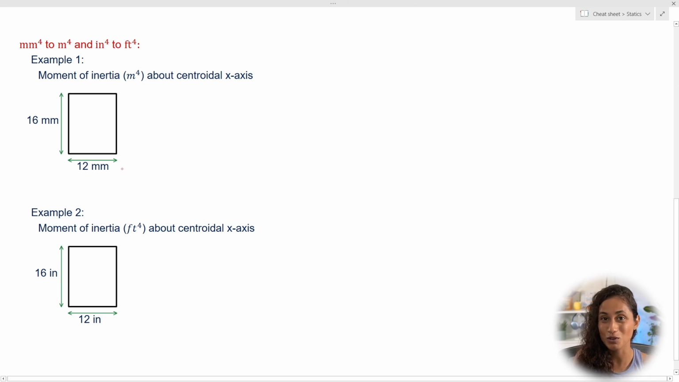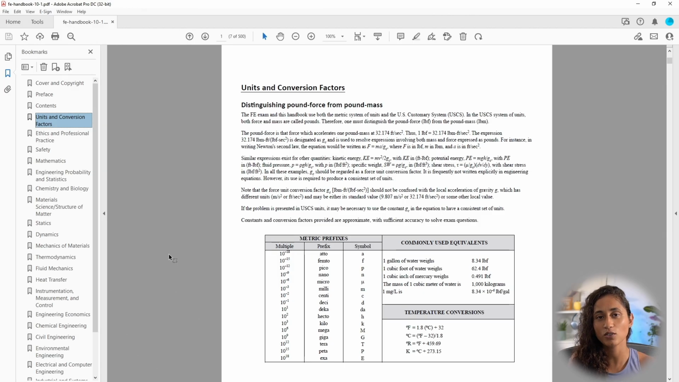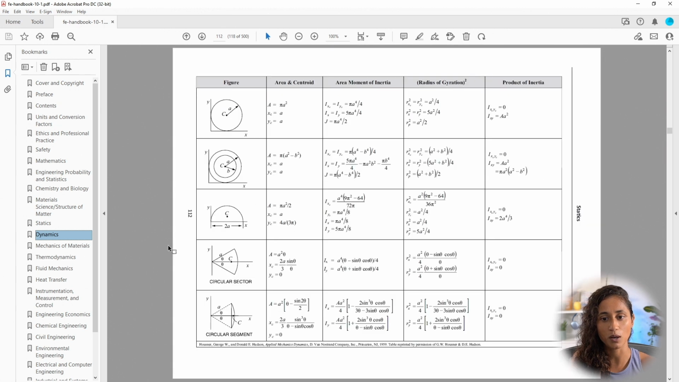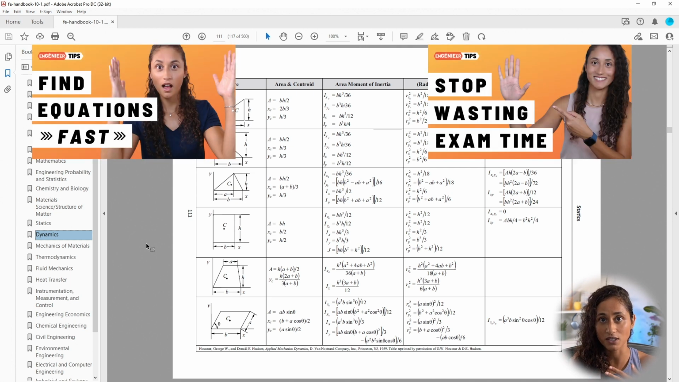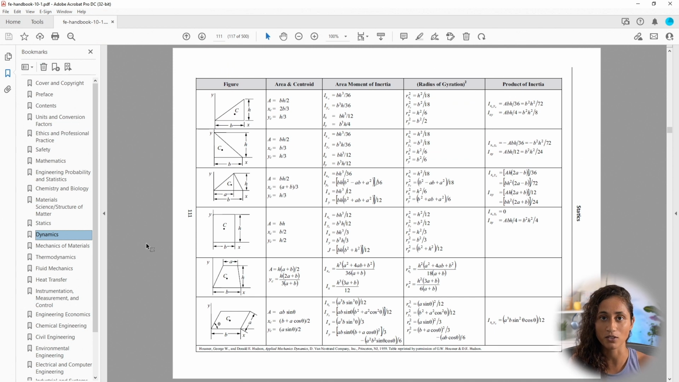So let's go to the reference manual and grab the equation for the moment of inertia for the rectangle about the centroid or x-axis. Now, if you already watched the video where I talked about how to quickly find the equations in the reference handbook, you probably know by now that to get the equation for the moment of inertia, we're going to click dynamics, and then scroll up because we know the tables are under statics or at the end of statics. Now, if you haven't watched these videos yet, I recommend that you do because they're going to really help you find the equations faster and use the reference handbook effectively, which will help you pass your FE exam.